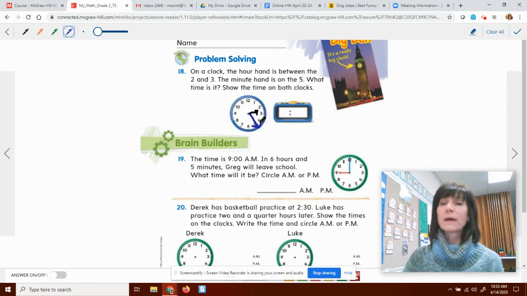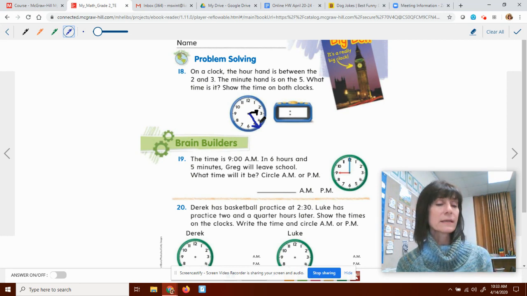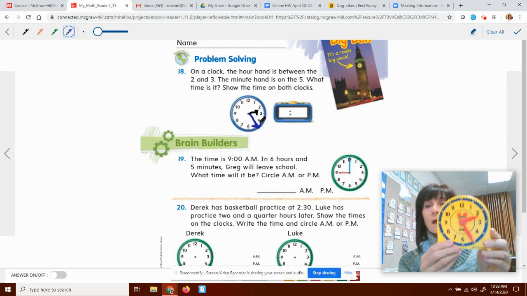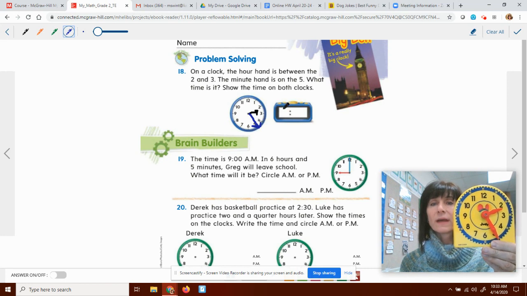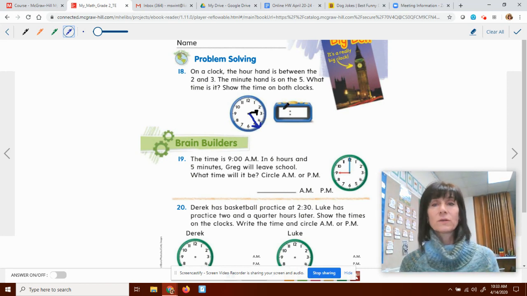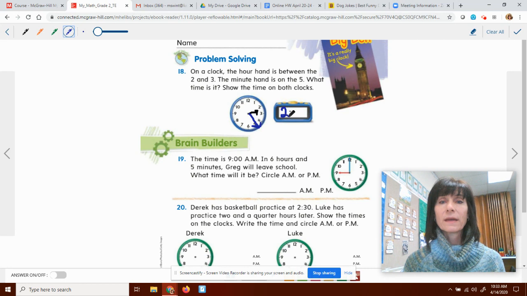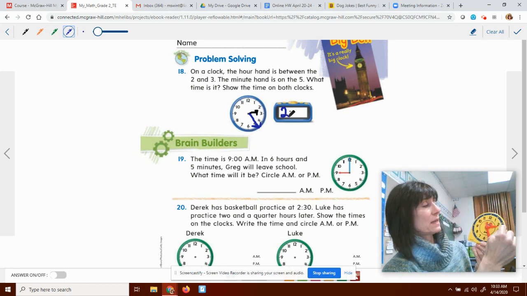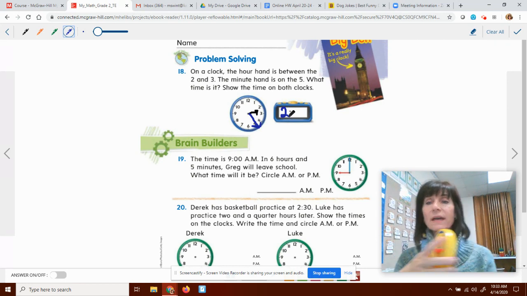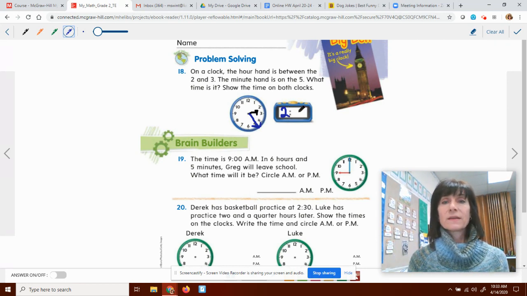If I showed it on my cute little Judy clock, let's go ahead and do it this way. I would have what time? Well, I'm going to have the time of 2, counting my minutes, 5, 10, 15, 20, 25. So I'm at 2:25.